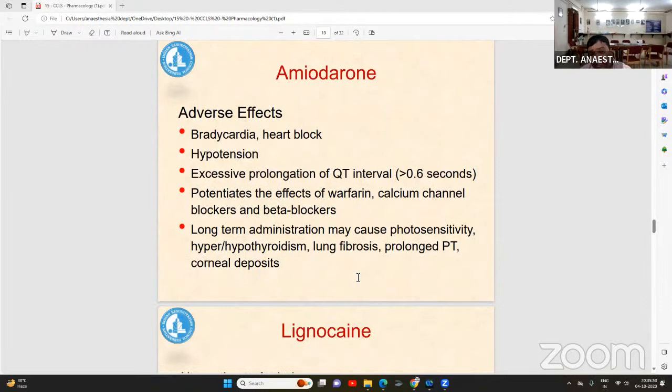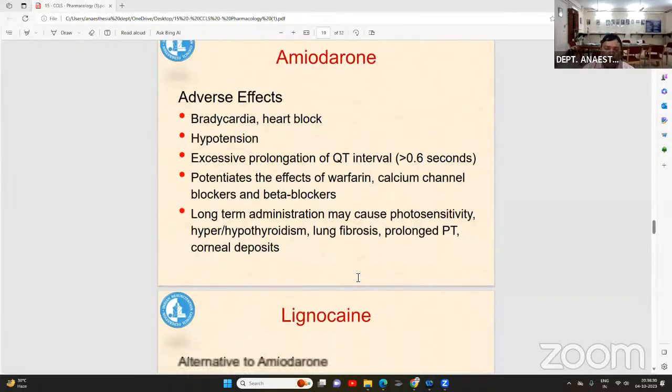If you give it very fast, you may have significant bradycardia, you may have heart blocks, and also you can have hypotension and excessive prolongation of the QT interval. Normal QT interval is around 0.4 seconds. If it is more than 0.45, and especially more than 0.6 seconds, that means there is significant prolongation of the QT interval. It can potentiate the effects of warfarin, calcium channel blockers, and also beta blockers. Long-term administration may cause photosensitivity, hypothyroidism, lung fibrosis, pleural fibrosis, prolonged PT, and corneal deposits. These are the side effects of amiodarone.